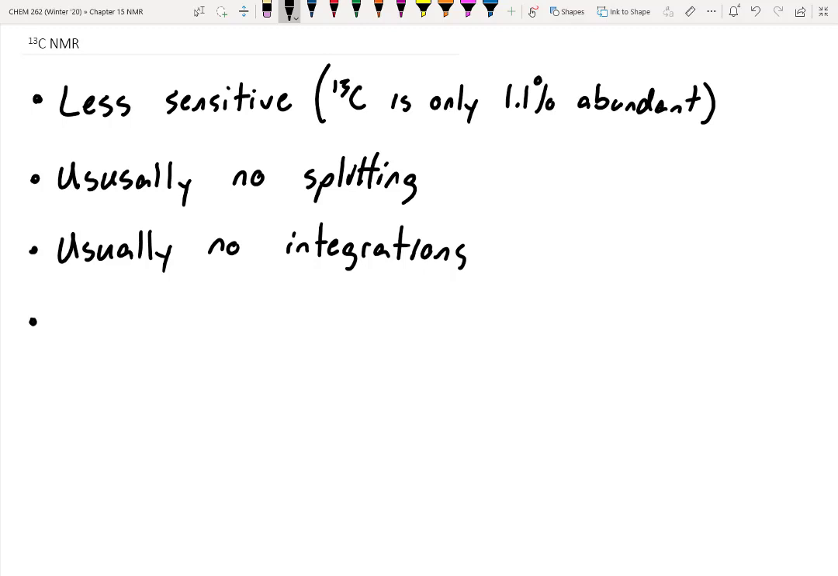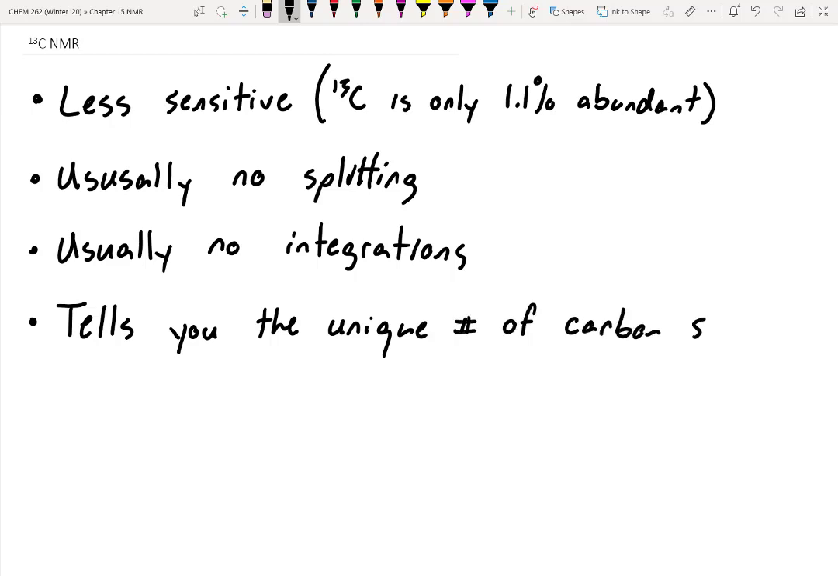So the question is, well, what does this tell us then? It tells us a couple of things. It tells you the unique number of carbons. And then the second thing is that the chemical shifts of these peaks can be correlated to functional groups.